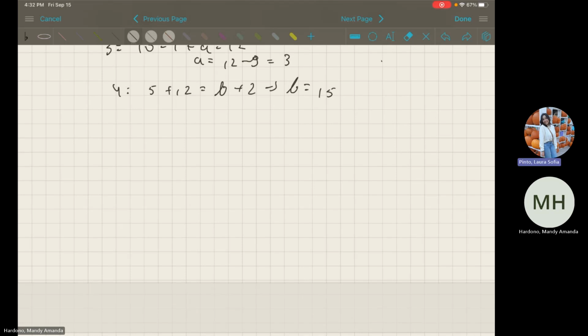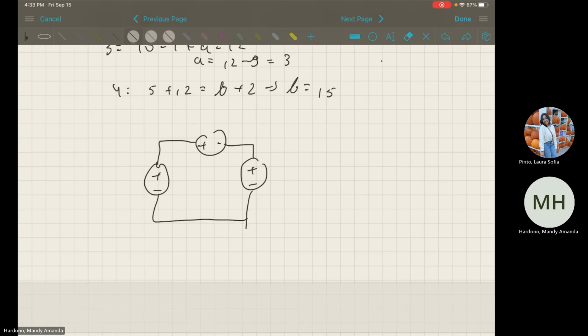Then we will move on to Kirchhoff's voltage law. So, plus minus. So say that 16 volts, 10 volts, 7 volts. And this is A, this is B.